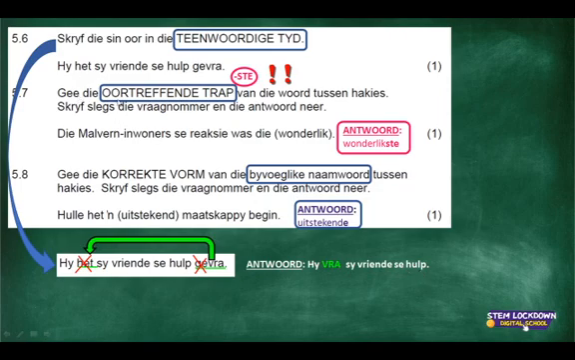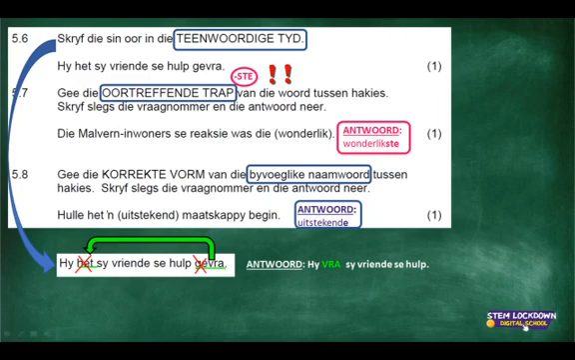Maar dan gee die oortreffende trap van die woord tussen hakies. We have discussed degrees of comparison. This is the third degree where we add something to the word given. So die Melbourne inwoners reaksie was die wonderlik, and I must remember to add STE to the word.